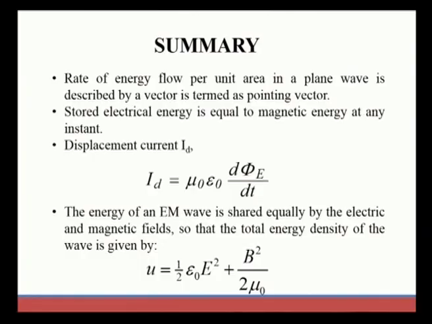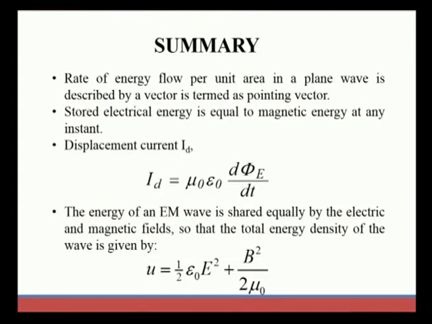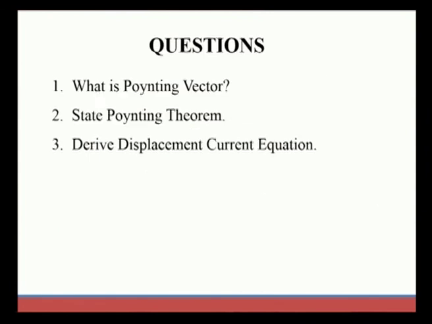And finally, we saw how to derive the energy density of the electric field and also the energy density of the magnetic field, and then sum them together to know the total energy density of the electromagnetic field. That will be equal to u is equal to 1 by 2 epsilon naught E square plus B square divided by 2 mu naught. Some of the questions of this session are: what is the Poynting vector, state the Poynting theorem, and derive the displacement current equation.